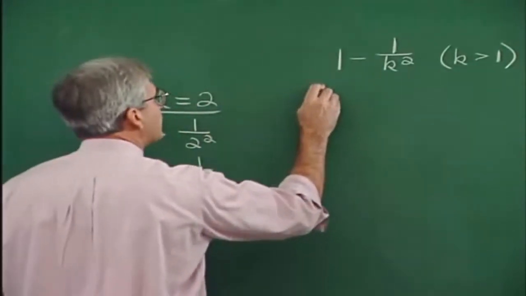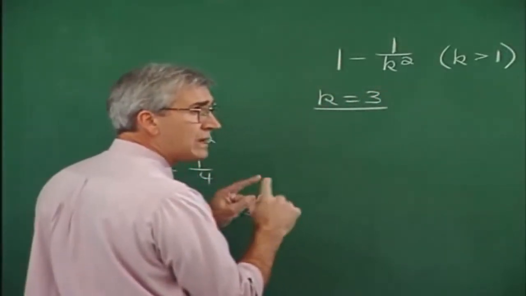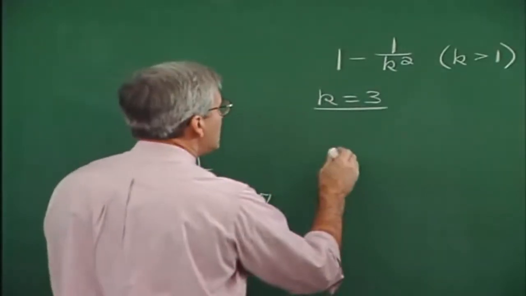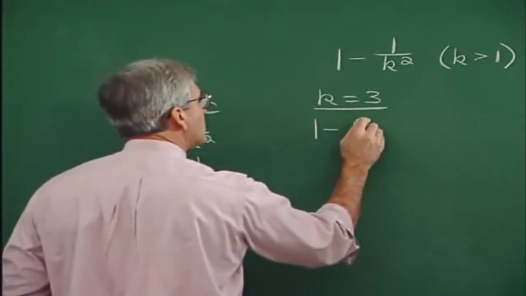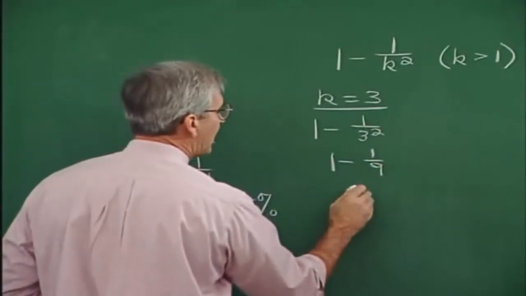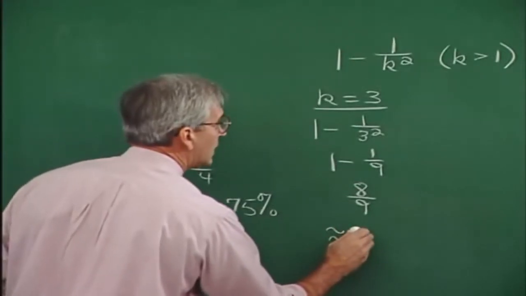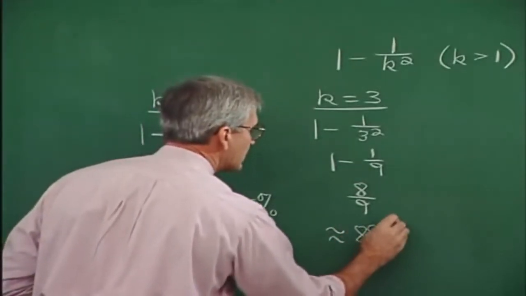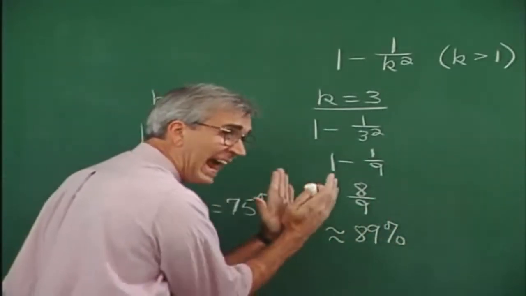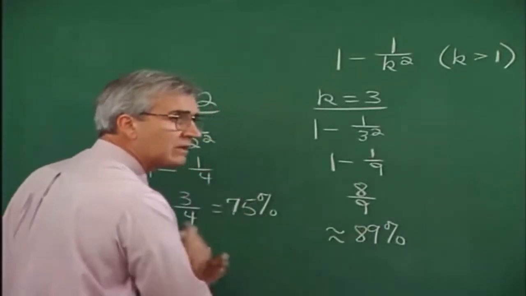Now let's go a step further. How about a k of 3? How many data values can we capture if we are 3 standard deviations from the mean? You see on either side. It is 1 minus 1 over 3 squared, or 1 minus 1/9, or 8/9, which is approximately 89%. So if we go 3 standard deviations from the mean, we're going to have in that range approximately 89% of the data values.